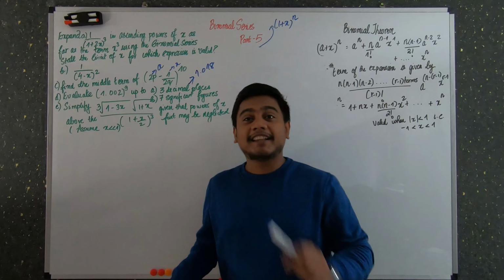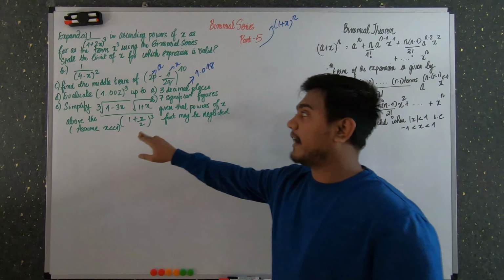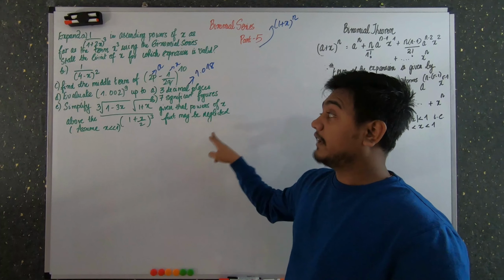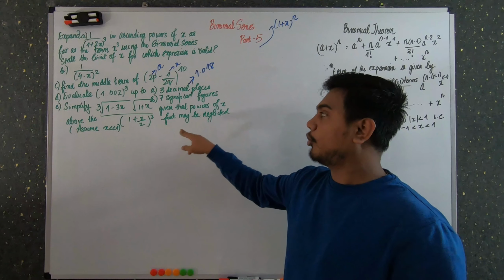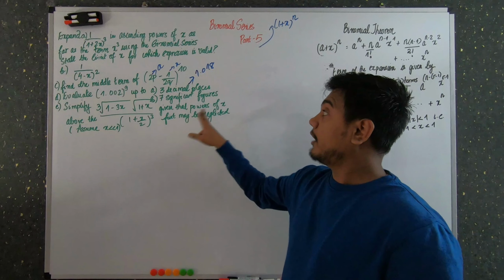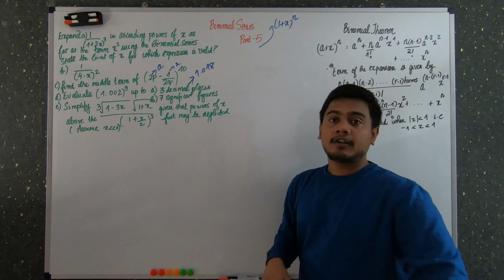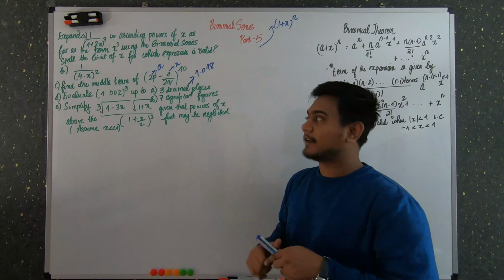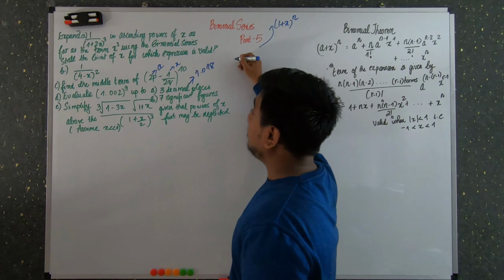Okay, now let's read the fifth question. Simplify 3 into 1 minus root of 1 minus 3x into root of 1 plus x, divided by 1 plus x by 2 the whole cube, given that the power of x above the first may be neglected. So when you do calculation, you can neglect all the powers which are coming above x. Okay, before that, let's simplify and write this.